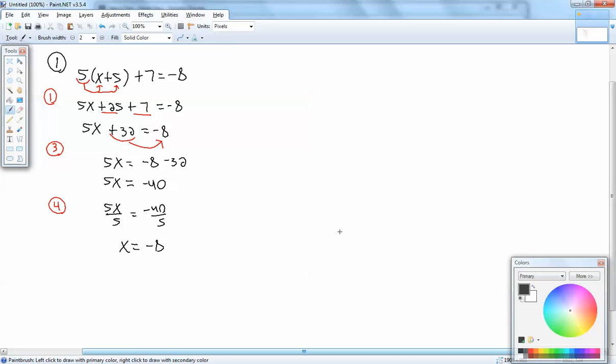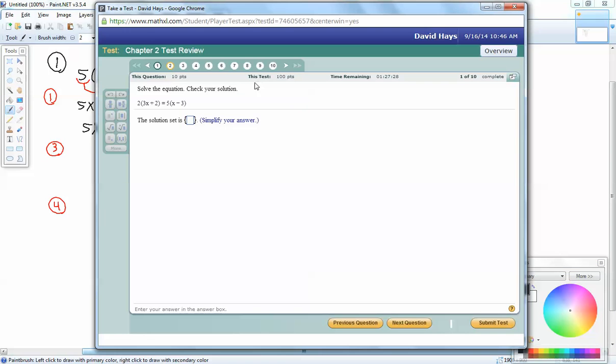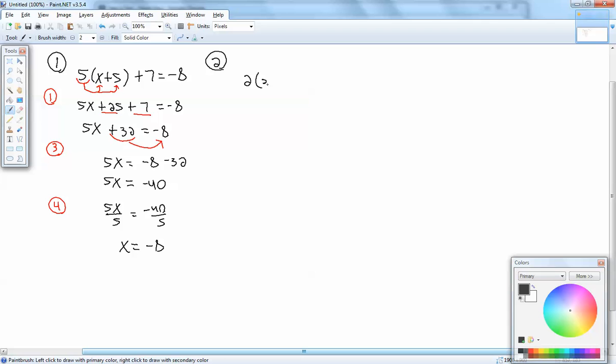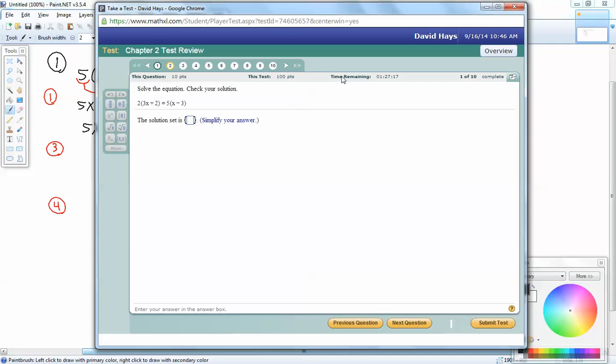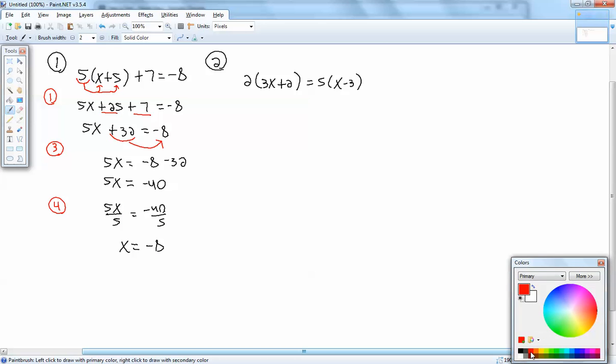Okay, let's take a look at this one. So problem number 2, we have 2 times 3x plus 2 equals 5 times x minus 3. And we'll go through our 4 steps. First step is get rid of parentheses. So I'm going to take this 2, we'll do that via the distributive property. Take the 2 and multiply it times the 3x and times the 2. And then we'll take this 5 and multiply it times the x and times the negative 3.